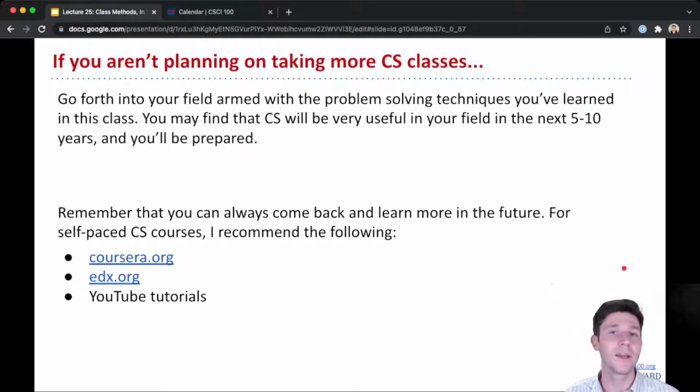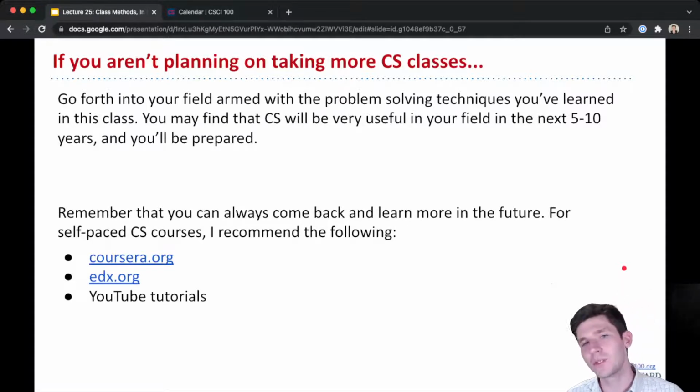On the other hand, I know that some of the 175 people in the class will not go on to take more computer science classes, and that's okay. But I want you to know that the stuff you've learned in this class, you're now armed with this knowledge as you go out into the world. And the problem-solving techniques you've learned in this class will be applicable to problems that you face in the real world. And you might find, especially in the next 5-10 years, computer science might be useful in whatever field you're doing, it might be applicable. And you'll be ready for that.